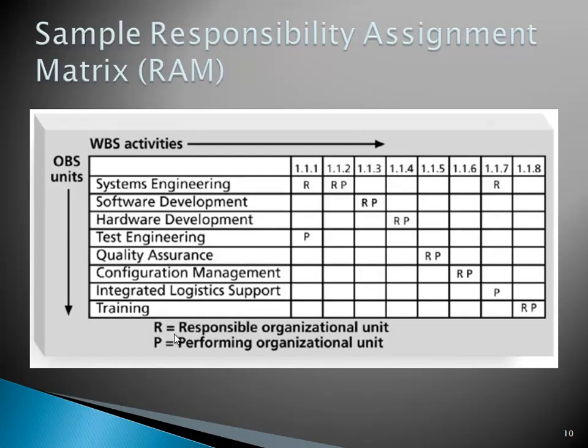This is an example that has the organizational breakdown structure units, the different units or departments in the organization, and the different activities. So we can say that activity 1.1.1 is the responsibility of system engineering department. If we have a P, then performing the task will be that organization. So it's the system engineering responsibility, but the performing organizational unit or department will be the test engineering.